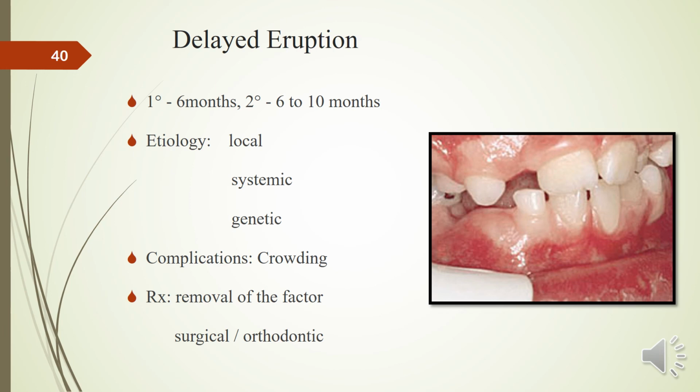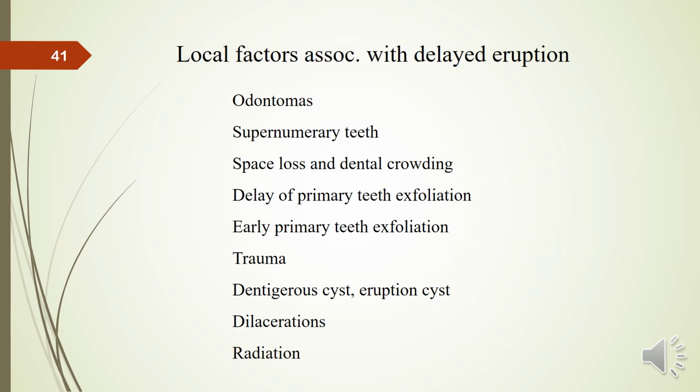And you have treatments like gold chain, repositioning of the tooth where you have impacted canines and stuff like that. Of course you're going to read more about that in orthodontics. But to list out some of the local factors that you must investigate when there is a delayed eruption of the tooth: odontoma, supernumerary tooth, space loss and dental crowding, delay of primary teeth exfoliation, early primary teeth exfoliation. Remember I told you the rule of 7. Also trauma and dentigerous cyst, again very common.